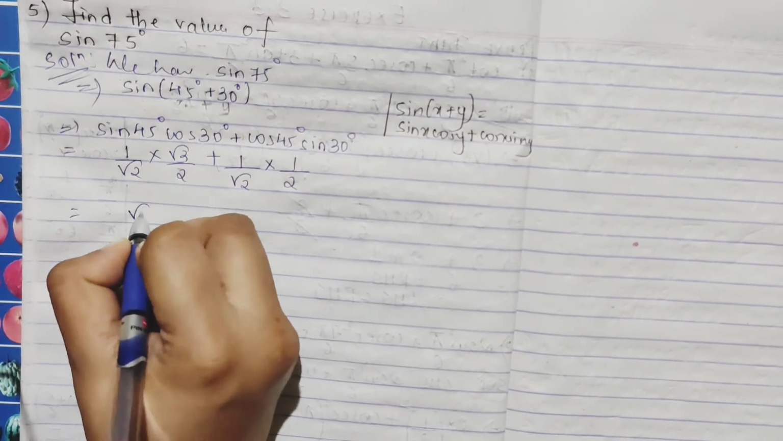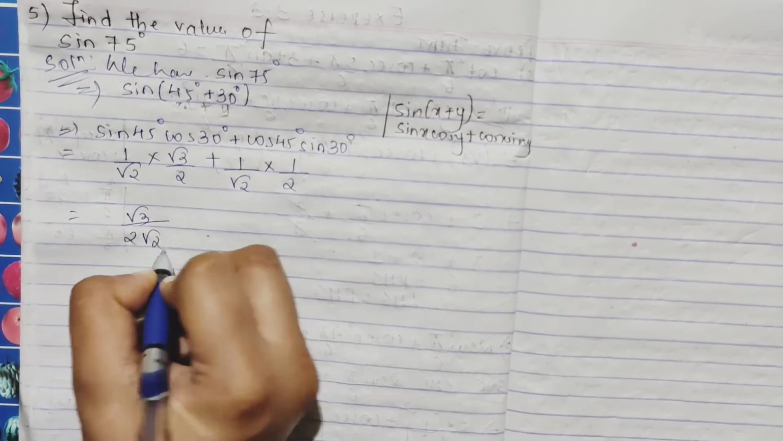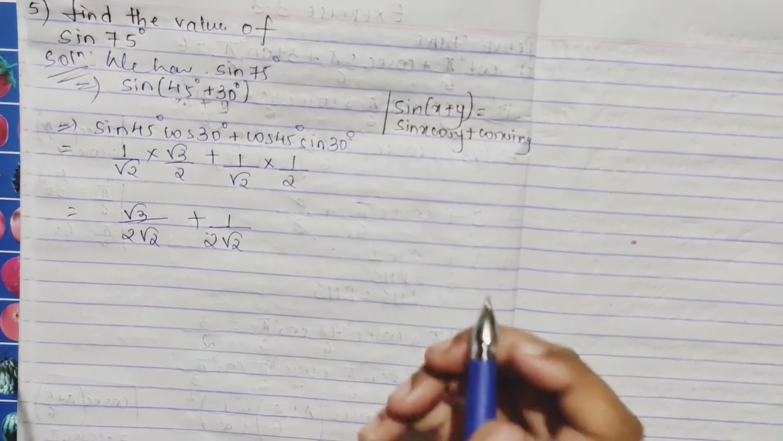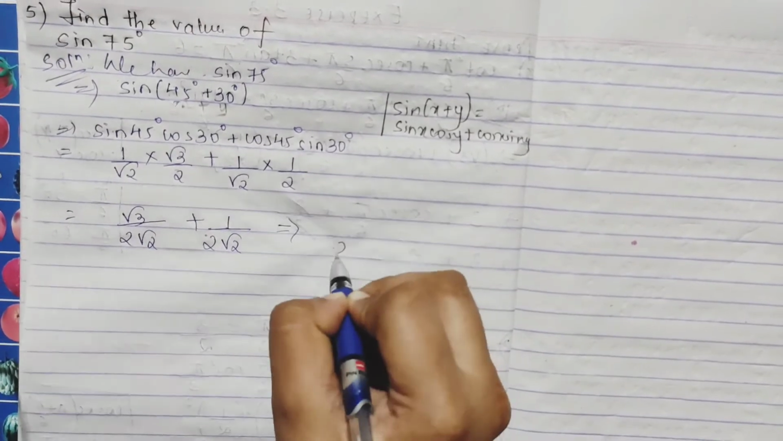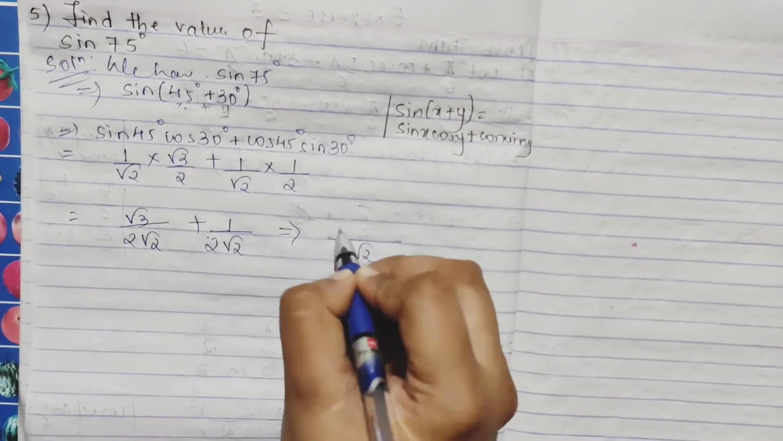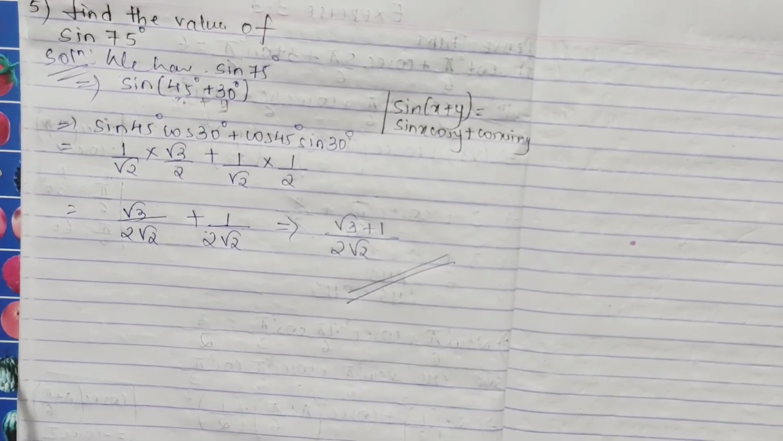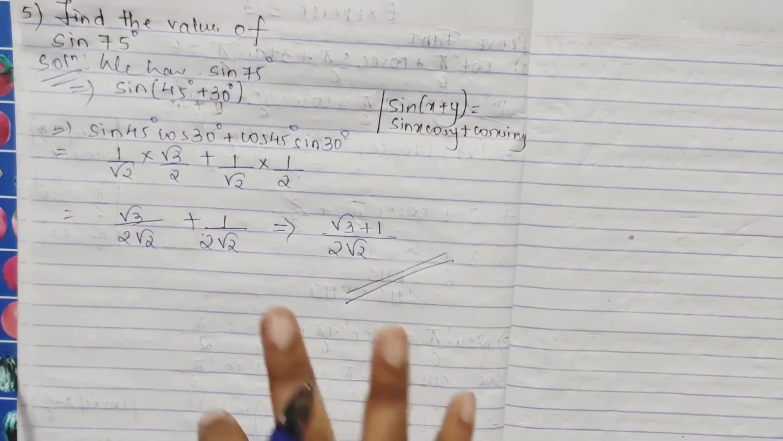What I can get here, root 3 by 2 root 2, plus here also 1 upon 2 root 2. So I can take 2 root 2 as LCM, right? So I am writing here, take 2 root 2 as LCM, and you will be having root 3 plus 1. So you are getting this value, okay. You should solve in such a way.